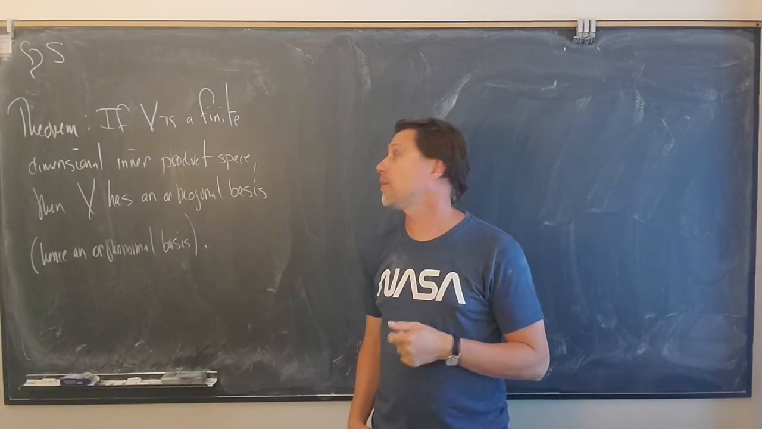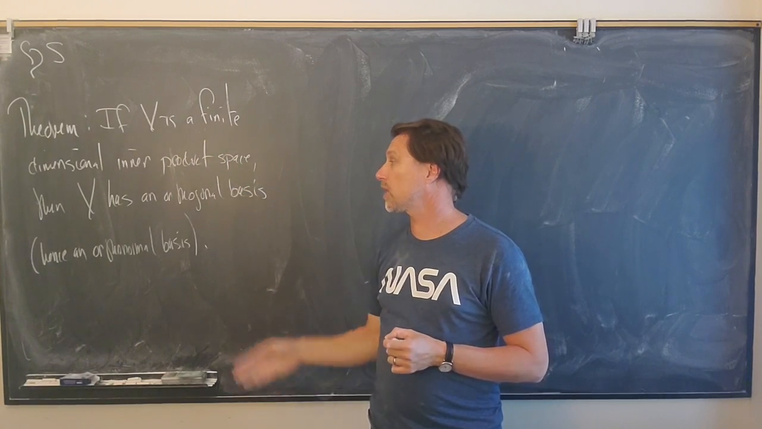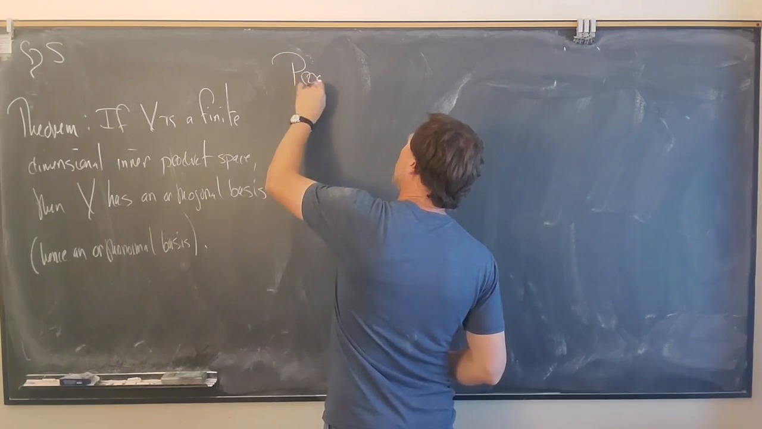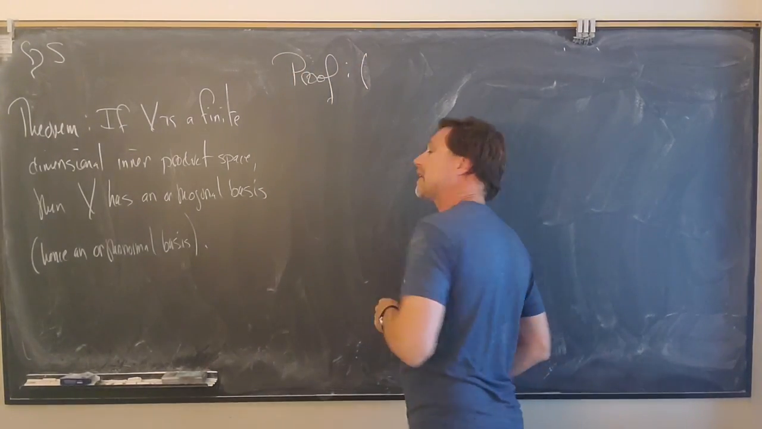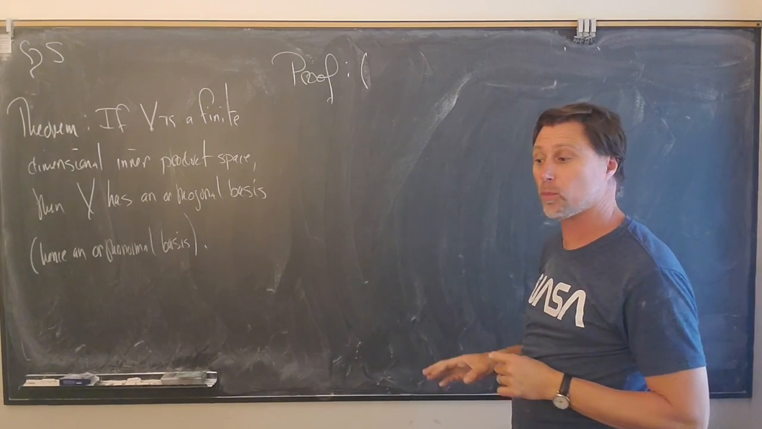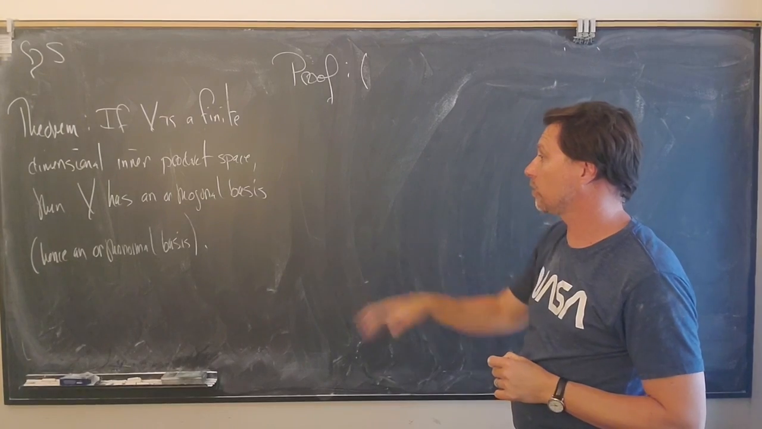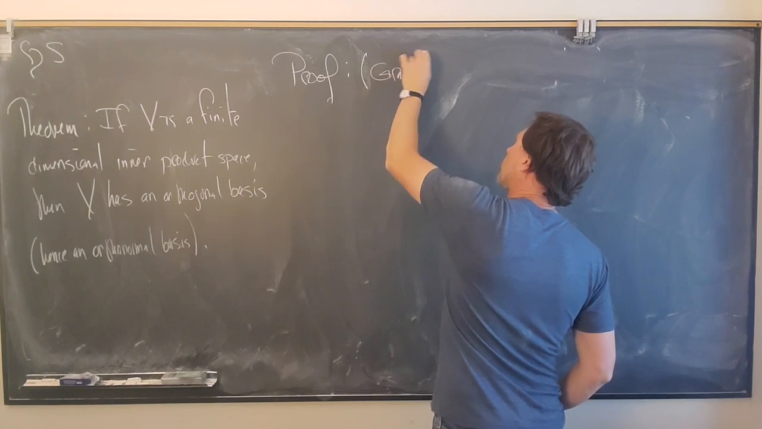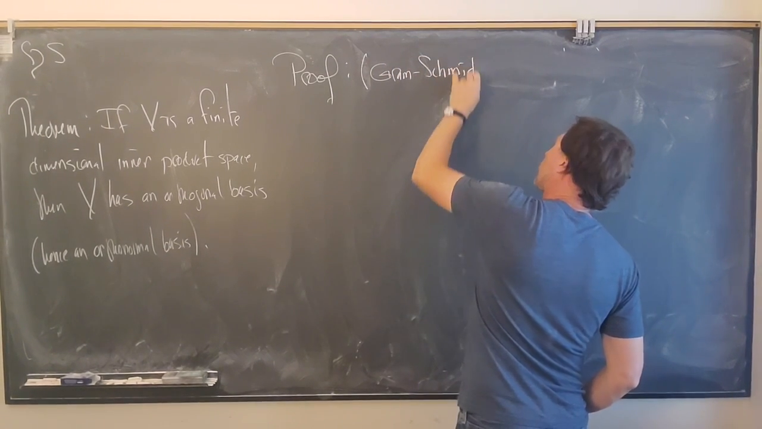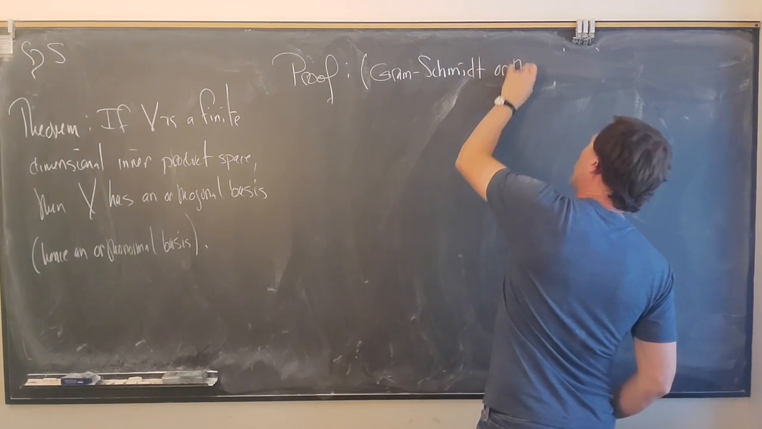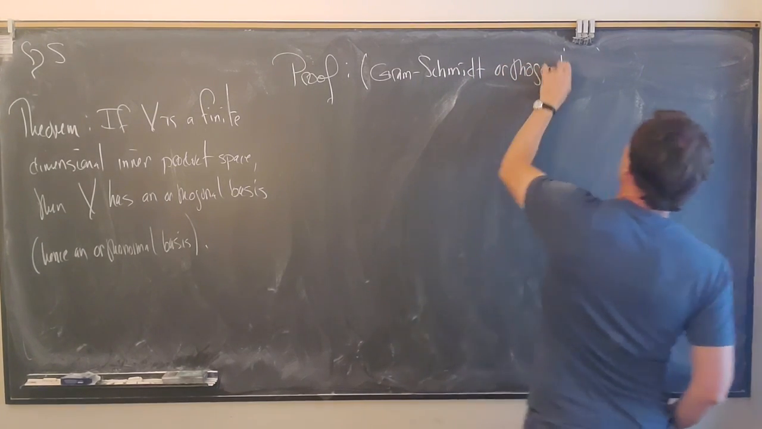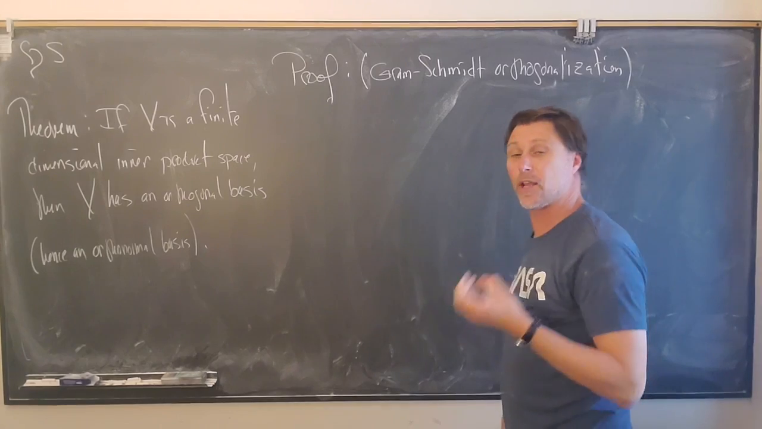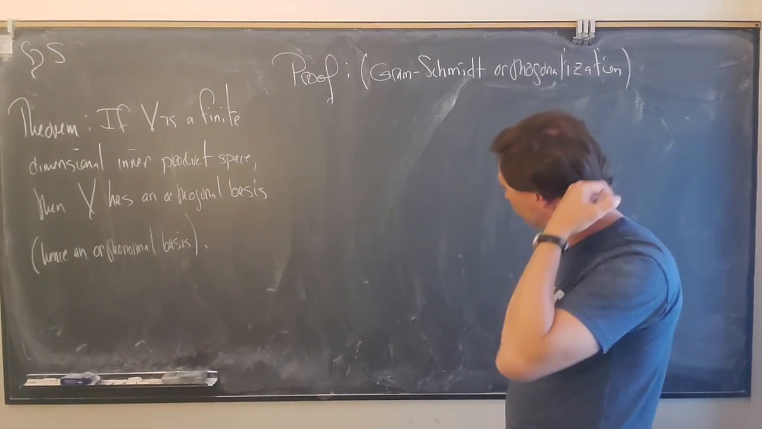Okay, we want to prove this theorem now that tells us that if we have a finite dimensional inner product space, then we have an orthogonal basis. And the proof, in this case, is the key here. It's going to tell us exactly how to find an orthonormal basis for any finite dimensional vector space. This process actually has a name, it's called Gram-Schmidt orthogonalization. This is a process of arriving at an orthogonal basis for an inner product space.